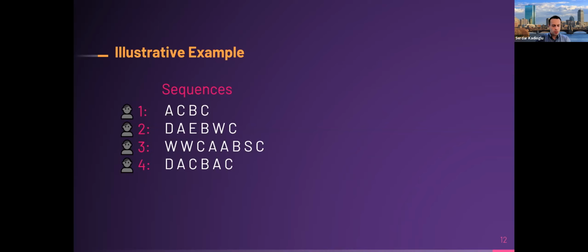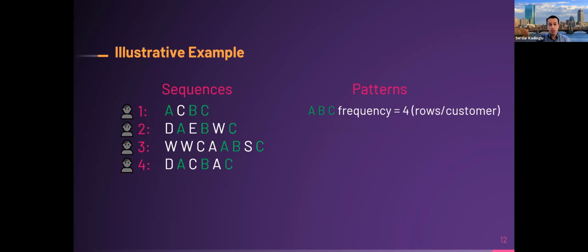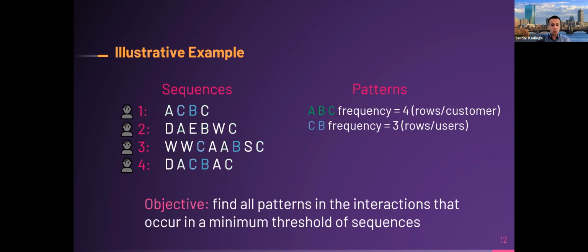So for instance, in this example, I have a pattern such as ABC, and it's very frequent. It occurs on every row. So every customer exhibits this behavior. Another interesting pattern is the CB pattern, C followed by B, and this pattern occurs in 3 rows, 3 users. And the goal is to find all such patterns that satisfy a minimum threshold.